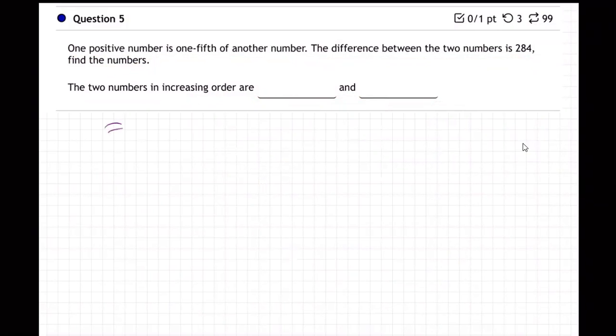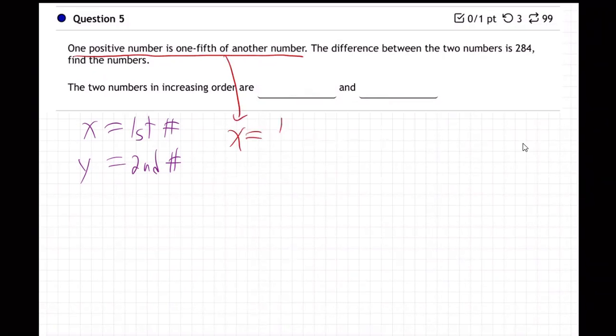So we have x is the first number, and y is the second number. Two letters, so we're going to use two equations. Let's grab the first one. One positive number is 1/5 of another. So x is 1/5 times. Of means times, right? Of is multiply. So there's your multiply right there.